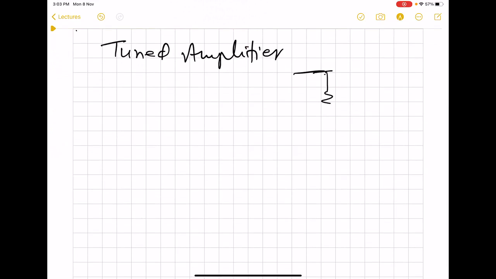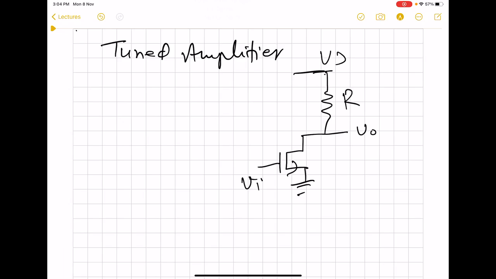So when we talk of a simple common source amplifier, we have a resistor here, and then a MOS. Input is given here, output is taken at the drain. So this is a simple common source amplifier. And this amplifier will amplify all the frequency components which are fed here.